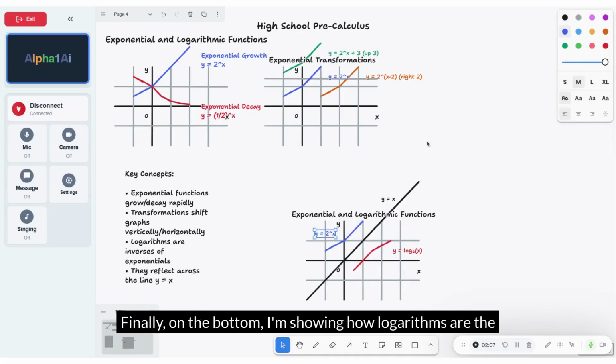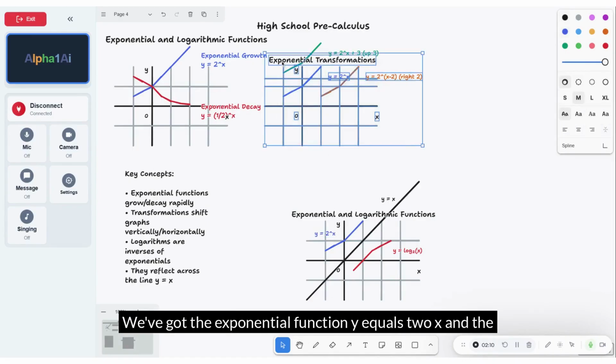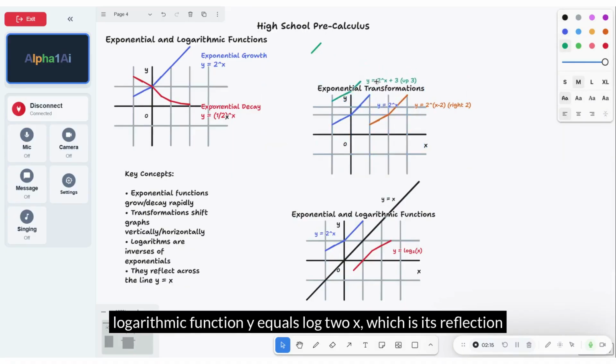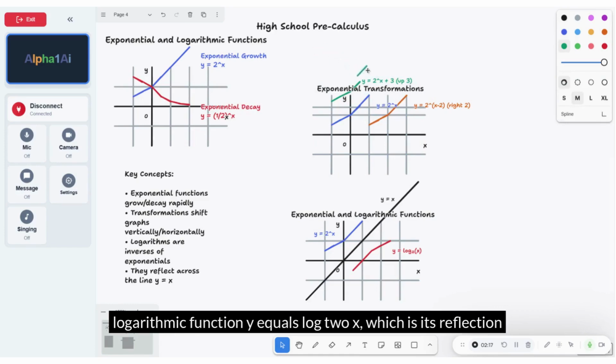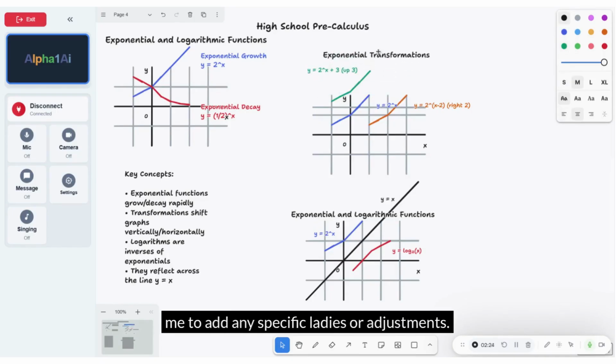Finally, on the bottom, I'm showing how logarithms are the inverse of exponentials. We've got the exponential function y equals 2^x and the logarithmic function y equals log base 2 of x, which is its reflection across the line y equals x. Let me know if you'd like me to add any specific labels or adjustments.